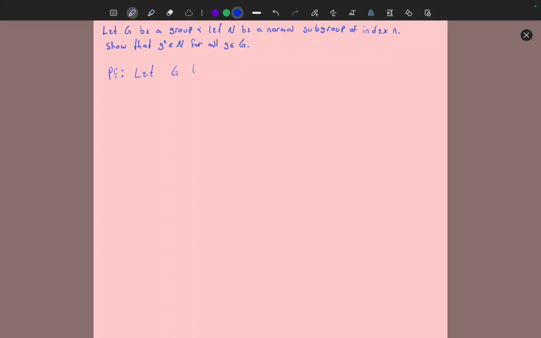So we are going to let G be a group and N is a normal subgroup of G of index n. Okay, so since the index of N is n, that tells us that the order of the quotient group G mod N is going to be n as well. Now it's important to note that since N is normal, this quotient does in fact form a group.